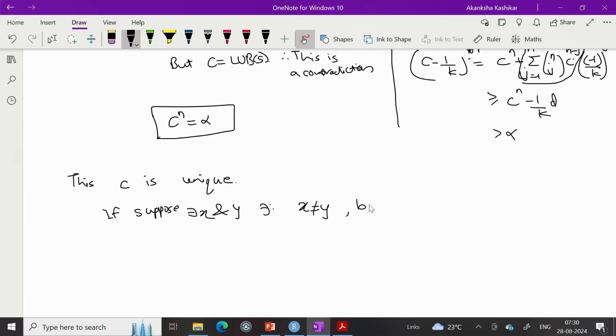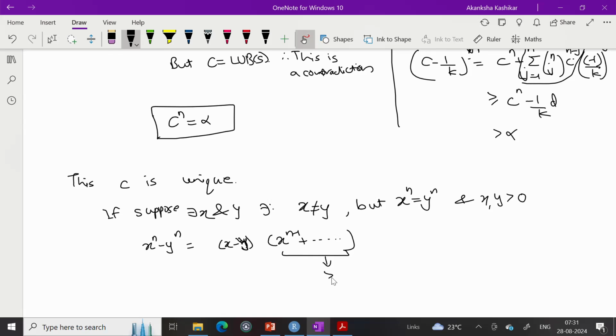Now my next claim is about uniqueness, that this c is unique. This c is actually the x that we want. So suppose there exist x and y such that x is not equal to y, but x^n is equal to y^n, and both are positive. So suppose this is not unique. So there are two roots, x and y. And we are saying both are positive because we are worried about positive roots only.